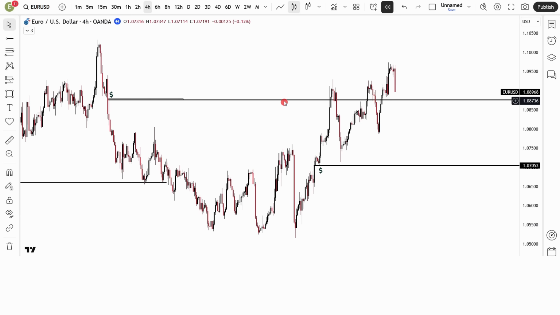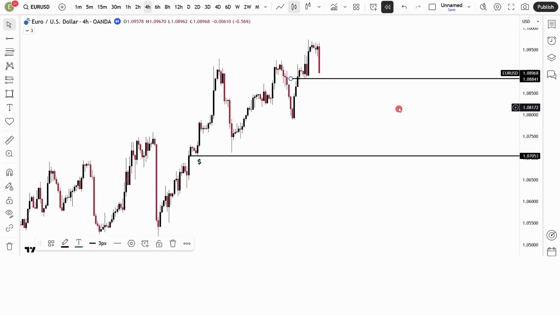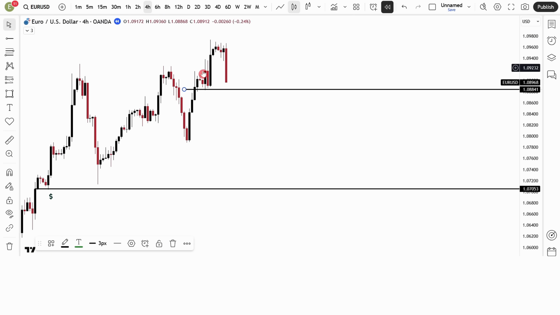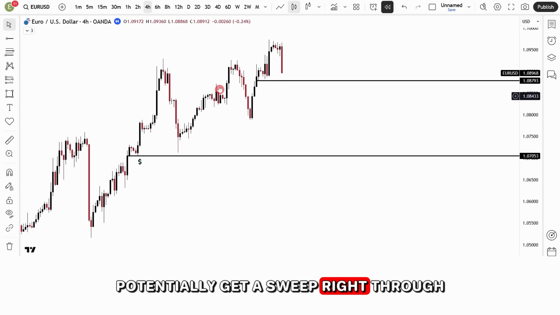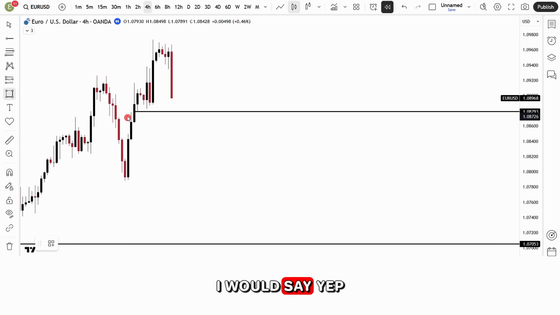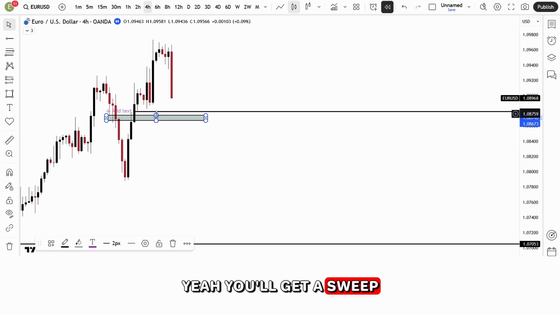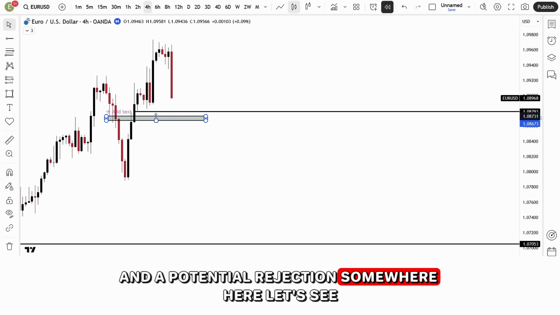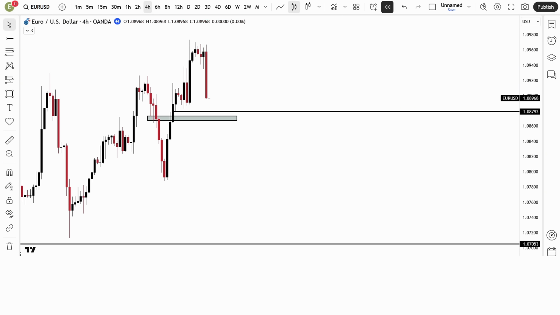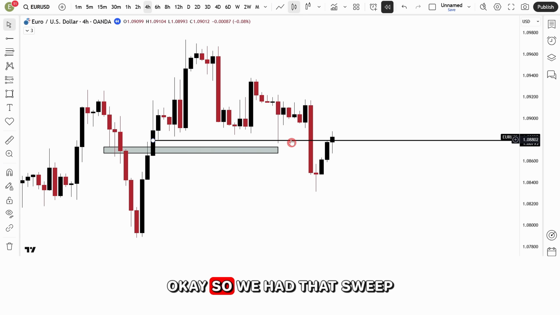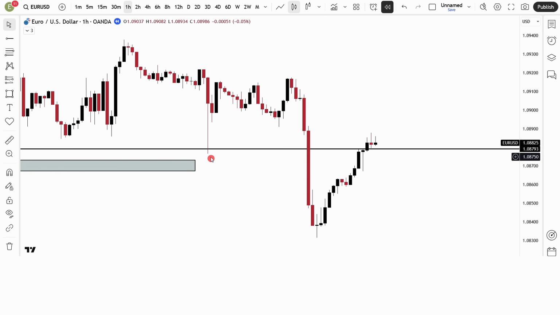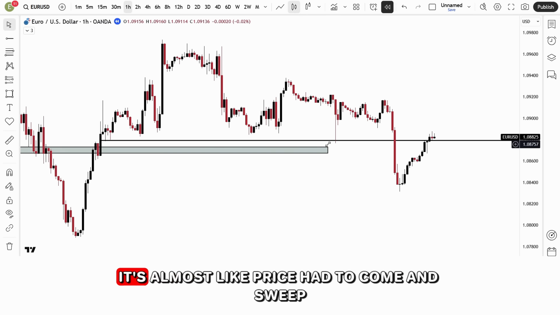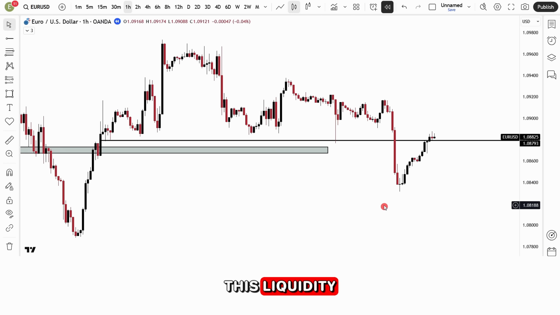What do we have here? We'll force price to break this structure, this compression here, potentially get a sweep right through. I would say, yeah, you'll get a sweep and a potential rejection somewhere here. Let's see. Okay, so we had that sweep. You go on the lower time frames, see that price quickly, it's almost like price had to come and sweep this liquidity.